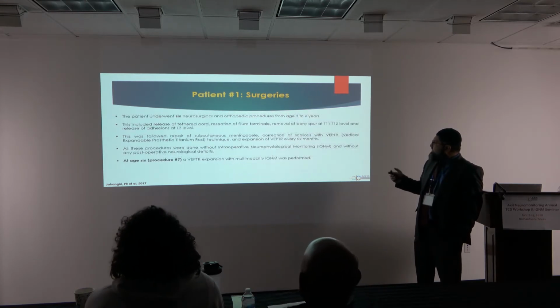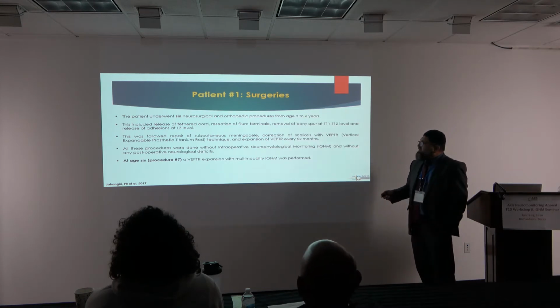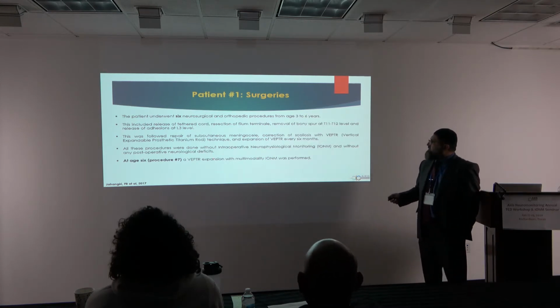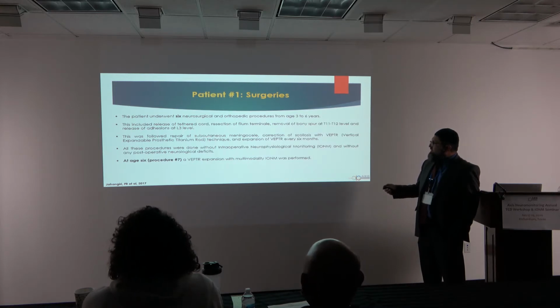This was a 6-year-old patient, and there was a bony spur at T11 and T12. This patient had tethered cord release, removal of bony spur, repair of the subcutaneous meningocele, correction of scoliosis with Vector, which is vertical expandable prosthetic titanium rib, and expansion of Vector every 6 months. None of the cases were monitored.